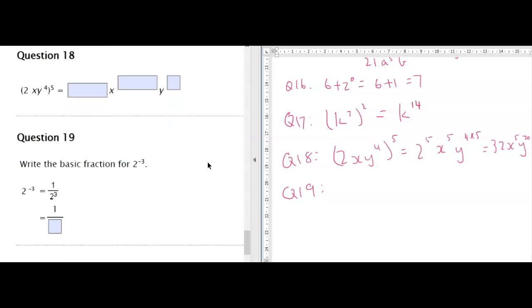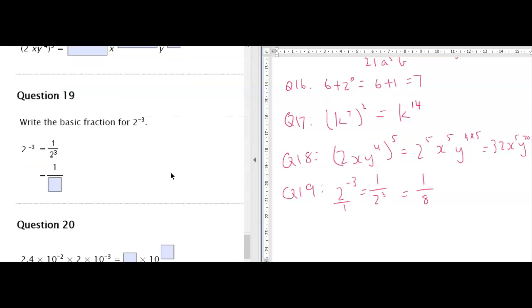All right, write the basic fraction for 2 to the power of -3. So it's kind of done a bit of the working out for you. So 2 to the -3, because it's a negative power, we can switch it. So just remember that's the same as 2 over 1. And then 2 cubed is 8.